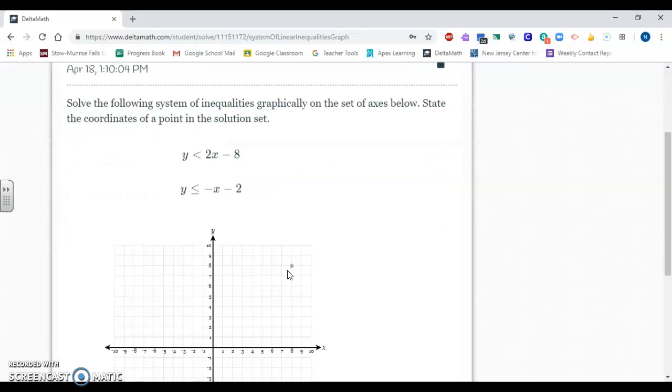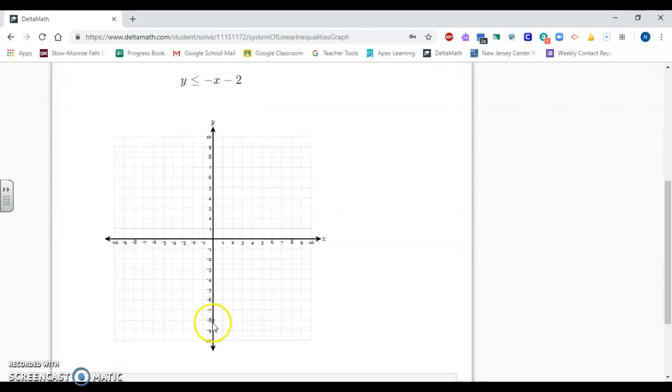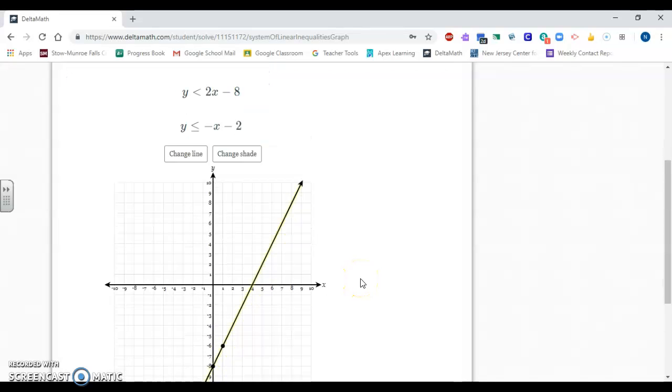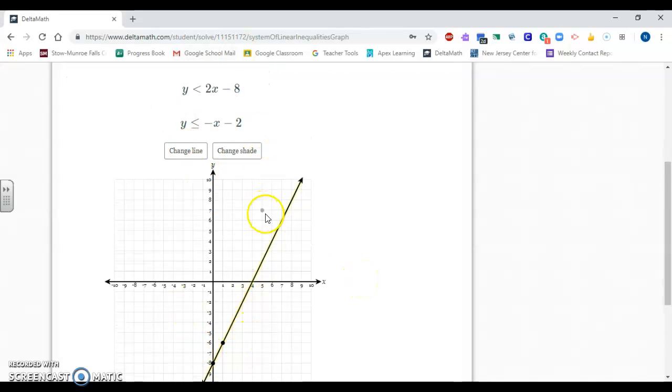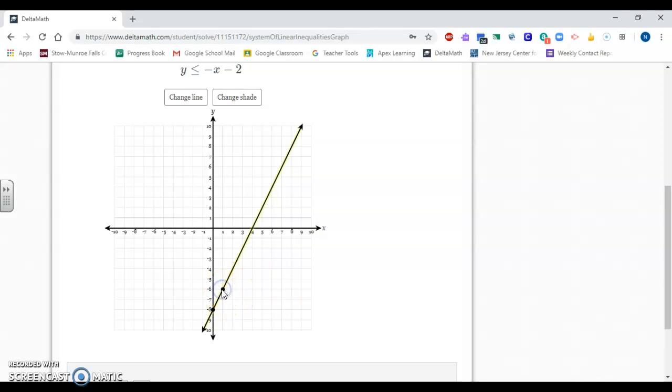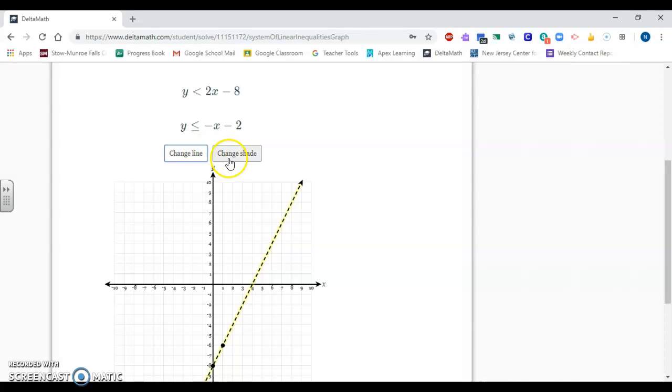I'll turn you loose. So we got y is less than 2x minus 8. So I start at negative 8. 2x is up 2, right 1. Now, if you messed up, you can double click. If you see this little symbol popping up over the point, that gets rid of it. So I go negative 8, up 2, right 1. There's my point. I already set it to a dotted line on that one.